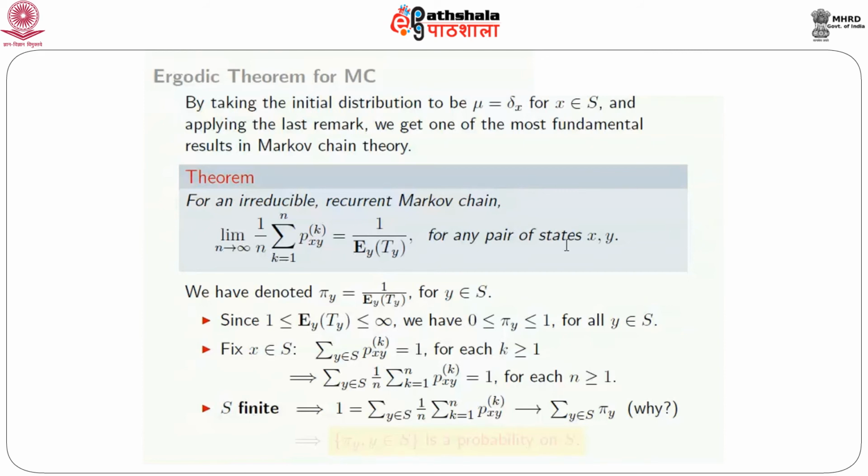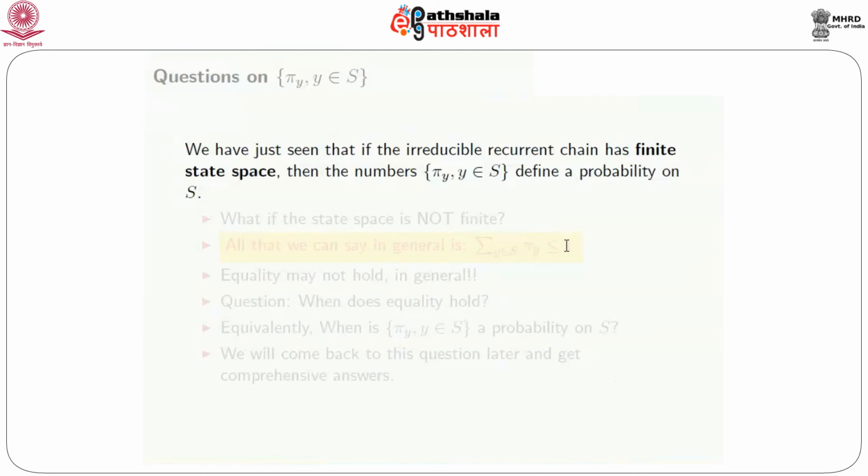Now, what does it mean? That means the summation of pi y over y in S equals 1. We already know that the pi y's are always numbers between 0 and 1, and now this is saying that in case S is finite, the summation of pi y is 1. That means that these numbers pi y, as y varies over S, give us a probability on S. Of course, this is only in case S is finite. So we have just seen that if the irreducible recurrent chain has a finite state space, then the numbers pi y, y in S, define a probability on S.